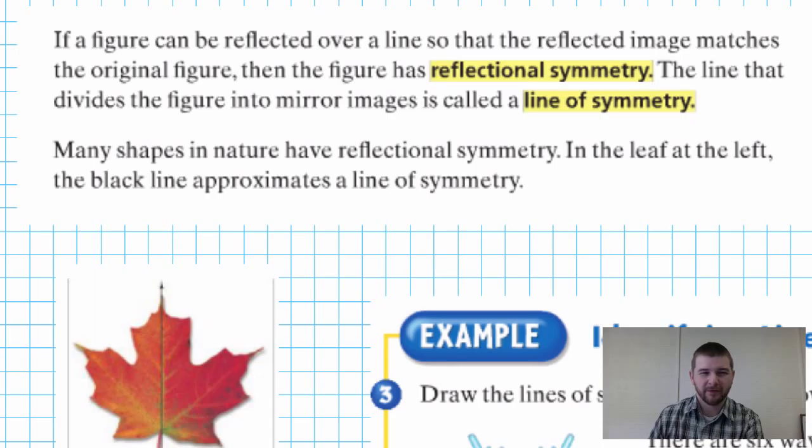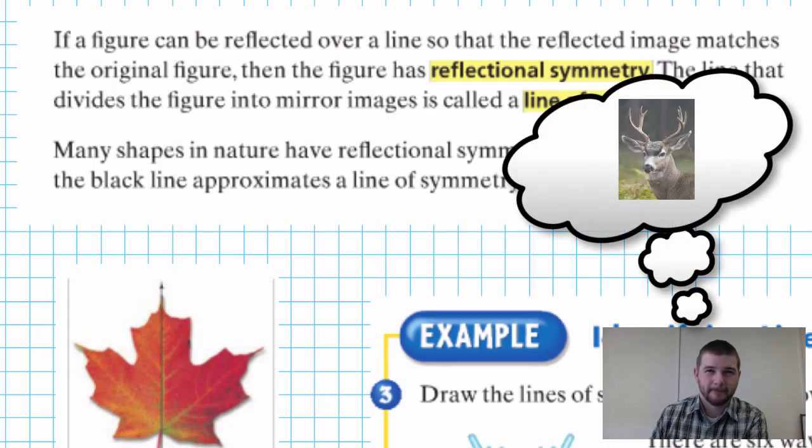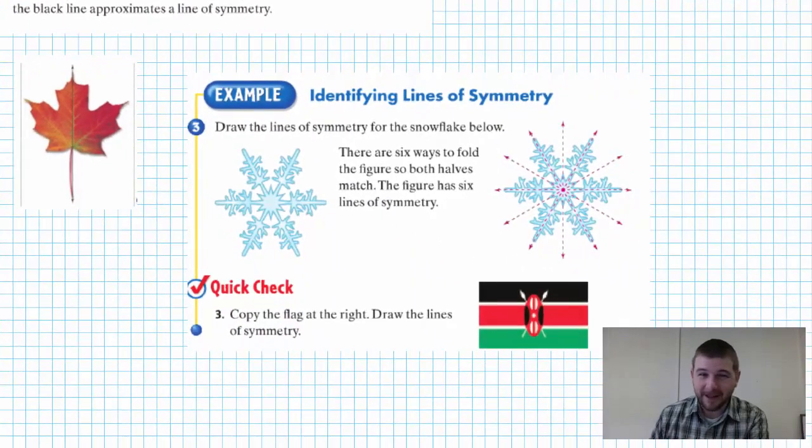Many shapes in nature have reflectional symmetry. Try to consider a shape you know that has reflectional symmetry. Perhaps look around the room or think of shapes in nature. And you may not use a leaf or a snowflake. That would be cheating at this point. Okay, let's move on. In the leaf at the left, the black line approximates a line of symmetry. Snowflakes, of course, are a prime example. We talk about the symmetry of snowflakes, and that can also be exemplified as we cut out paper snowflakes.